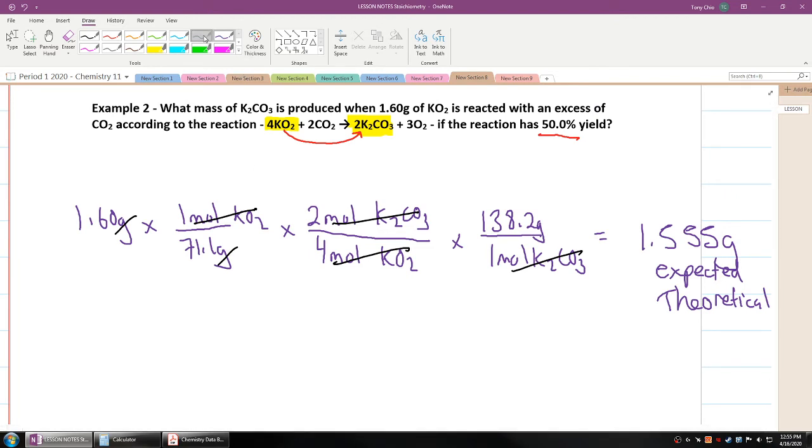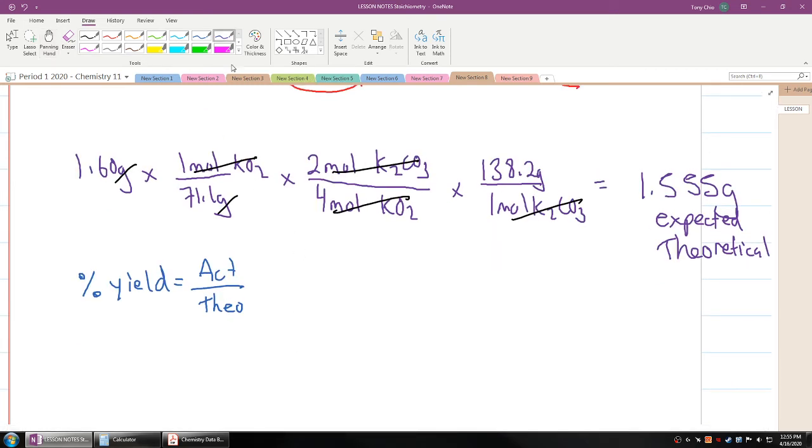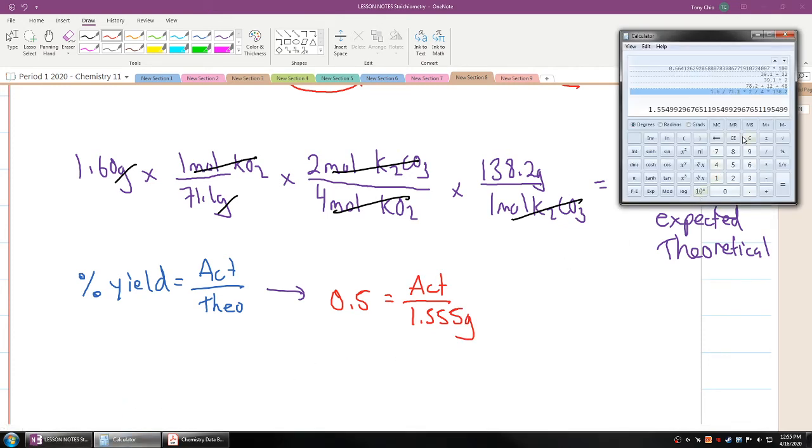So what happens here now? Well, in this case, our calculation to find yield is percentage yield is equal to actual over theoretical. Well, our percentage yield is 50%. Now remember, 50% is not 50, it's 0.5. So it's going to be 0.5 is equal to your actual, which we don't know yet, over 1.555 grams. So what I do is I take this number, I don't round on my calculator yet, and multiply by 0.5.